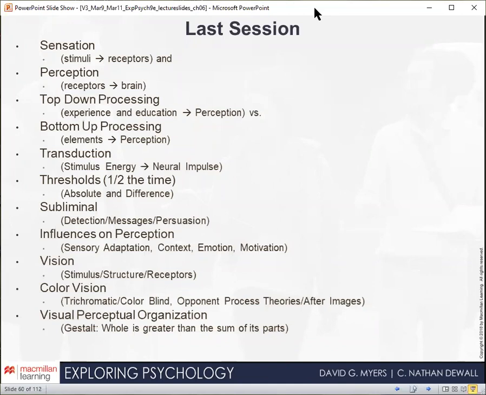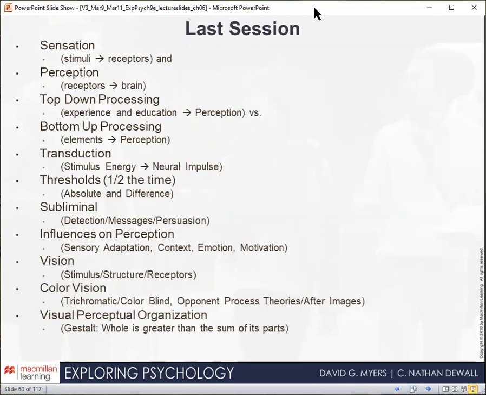So in part one of that discussion, we talked about such things as what is sensation. Sensation is us, organisms, getting information from our environment, stimuli in our environment, and then using our sensory receptors located throughout our body to bring in that very needed information. And then what do we do with it after that? Well, that's where perception comes in.